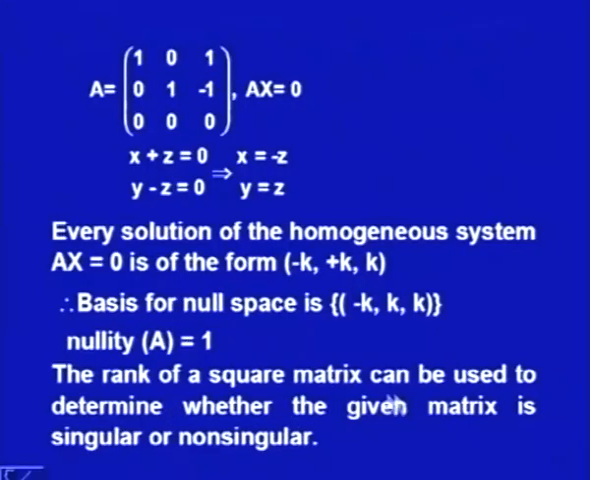Now, the rank of a square matrix can be used to determine whether the given matrix is singular or non-singular. Suppose in some example the nullity of A comes out to be 0; the rank will be equal to the size of this matrix A. So, we can use this result to know whether a given matrix is a singular matrix or a non-singular matrix.